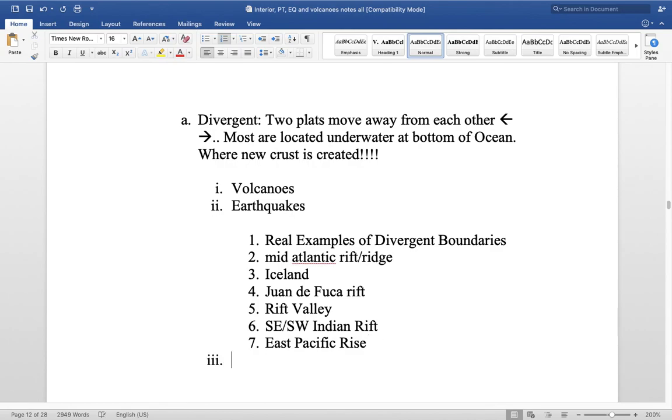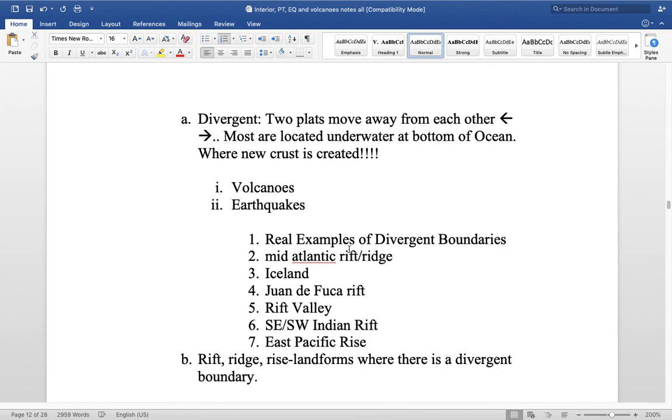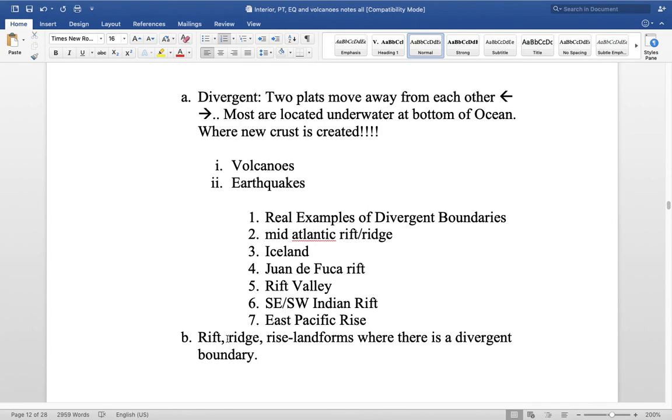So I'm just going to write here so you know. Rift, ridge, or rise. These are the landforms where there is a divergent boundary. Okay, so those are the landforms associated with them. And that's really all we have to say about divergent for right now.